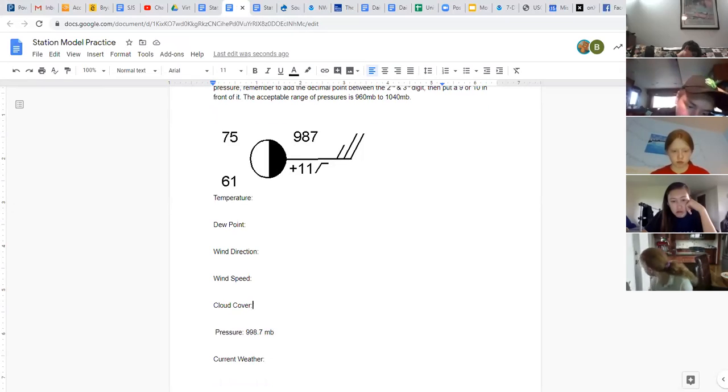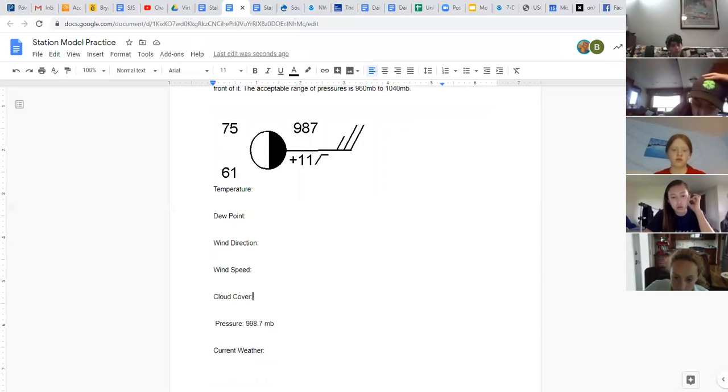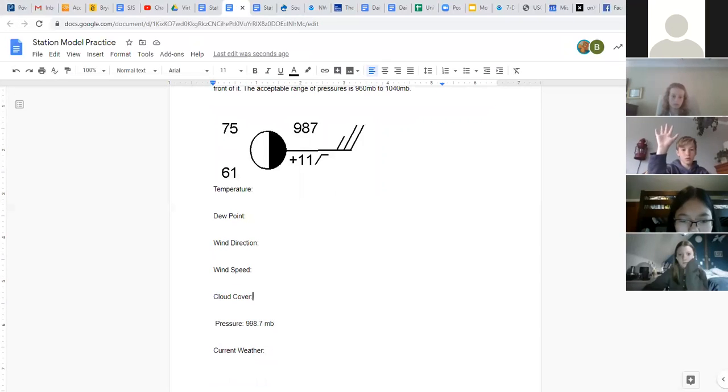Before we move on to our review of weather, or kind of start the review of weather, does anybody else have questions on station models? Especially since there were so many errors made in yesterday's practice. Steve.